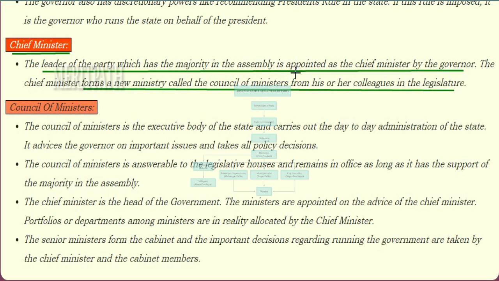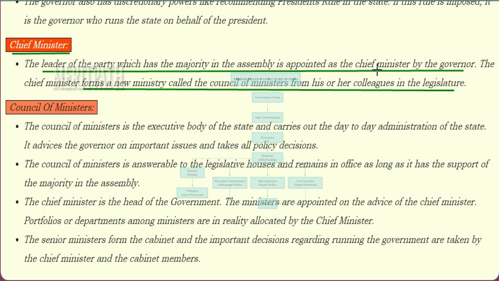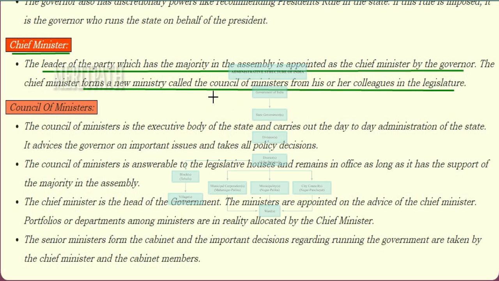Chief minister, he is also the state executive. The leader of the party which has a majority in the assembly is appointed as the chief minister by the governor. So in state assembly elections, if any party has a majority, then one leader from that majority will be elected. He will be appointed as chief minister by the governor. So the chief minister again forms a council of ministers from the colleagues of the legislative assembly.